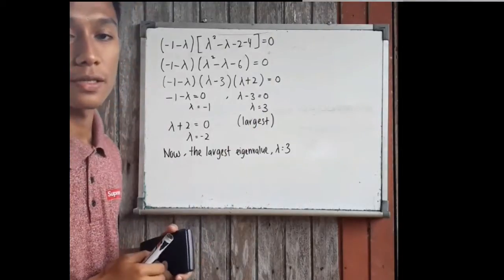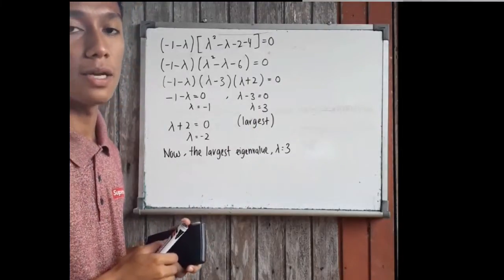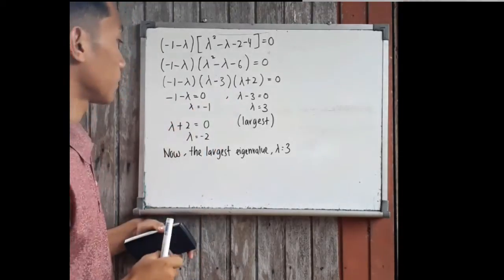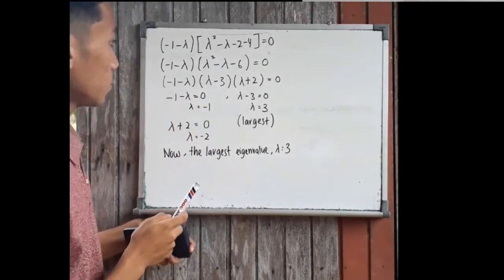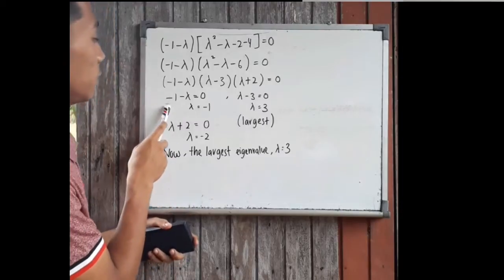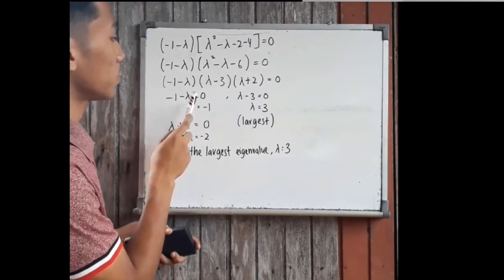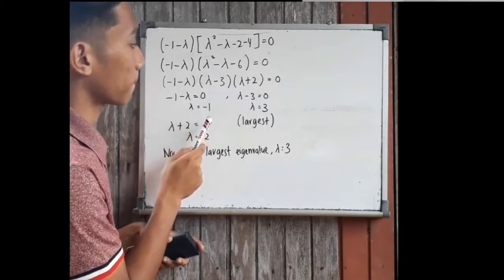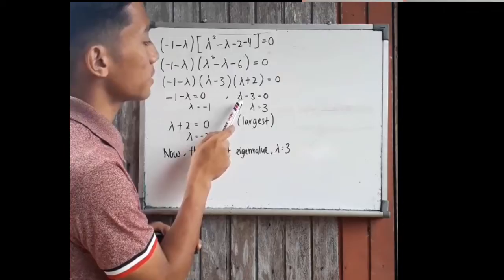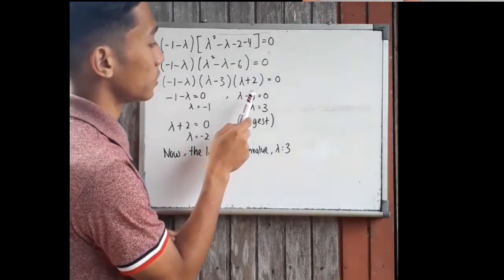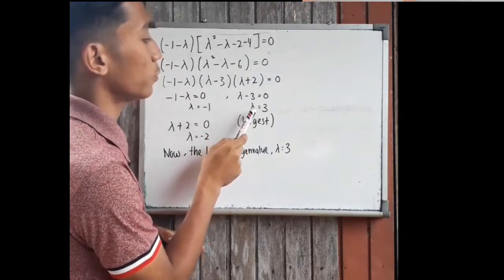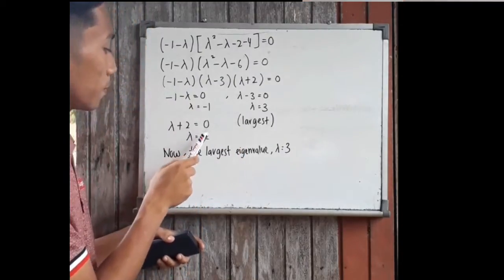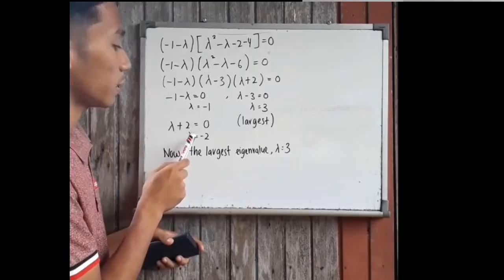If our matrix is 3 by 3, it means we have 3 roots, 1, 2 and 3. And then we simplify. Negative 1 minus lambda equal to 0, lambda equal to negative 1. Lambda minus 3 equal to 0, lambda equal to 3. Lambda plus 2 equal to 0, lambda equal to negative 2.